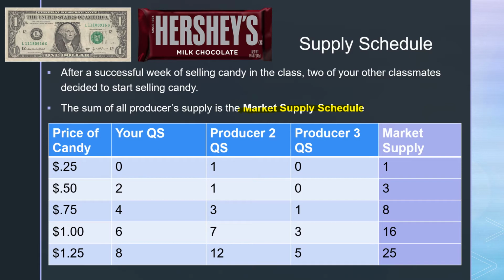So your quantity supplied plus producer two, plus producer three equals the market supply. Okay, so 2 plus 1 plus 0 equals 3. 4 plus 3 plus 1 equals 8, and so forth. That's how we get our market supply schedule over here.